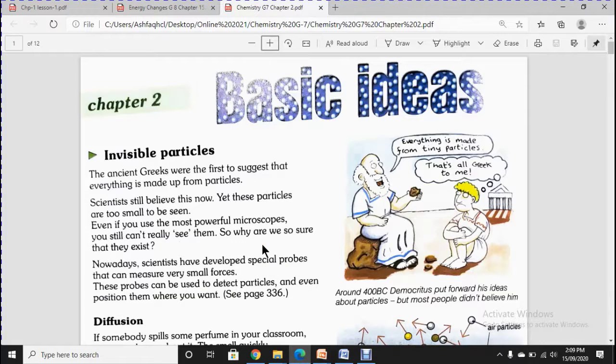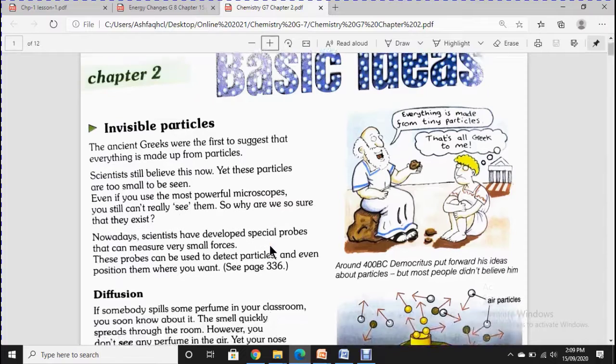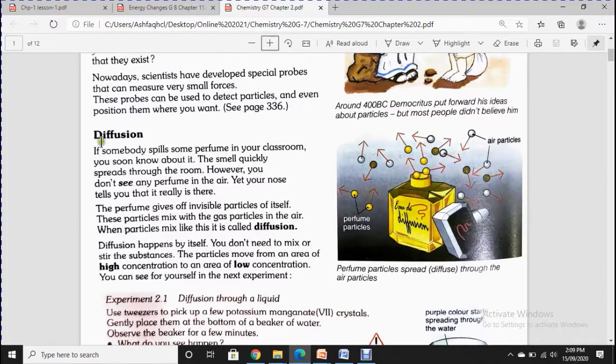Invisible particles, the particles you can't see, these are invisible particles. For example, like air, you can't see air but you feel it. So the particles of the air are invisible because you know that everything is made up of very small particles, we name them atoms. So here we're going to discuss a term named diffusion.